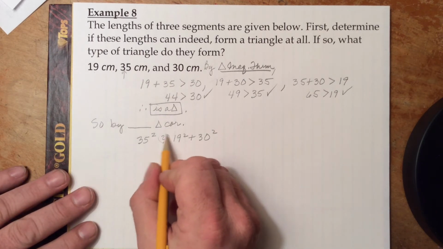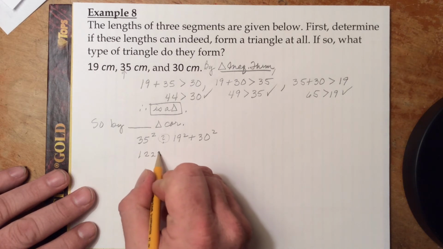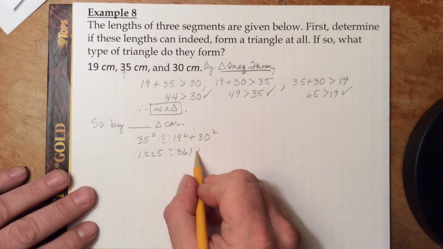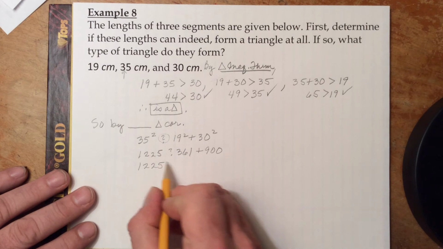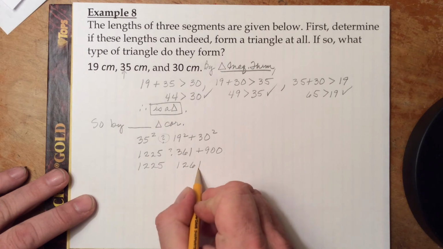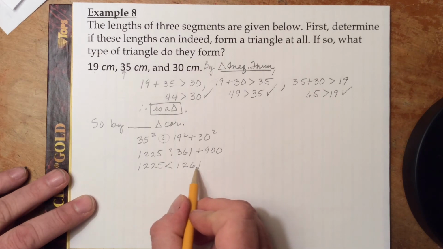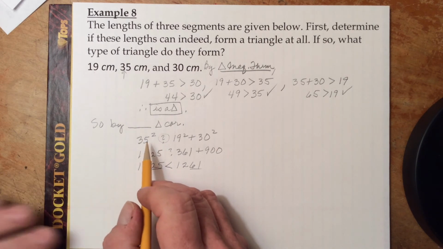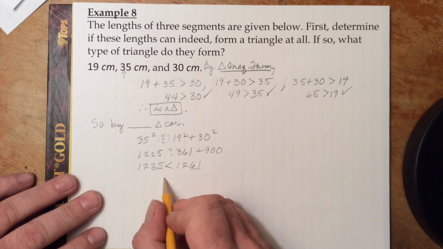So this is where our symbol will go right here. Well, 35 squared is 1,225. 19 squared is 361. 30 squared is 900. I'm going to leave this blank. 361 plus 900 is 1,261. Well, 1,225 is less than 1,261. Therefore, since the longest side squared is less than the sum of the squares of the other two sides, this is an acute triangle.